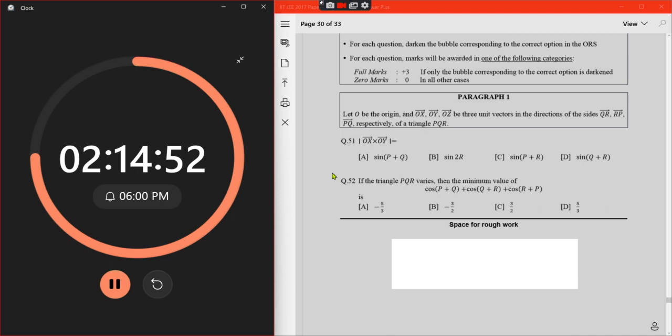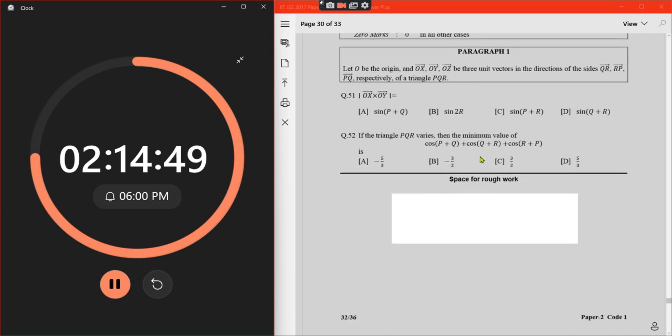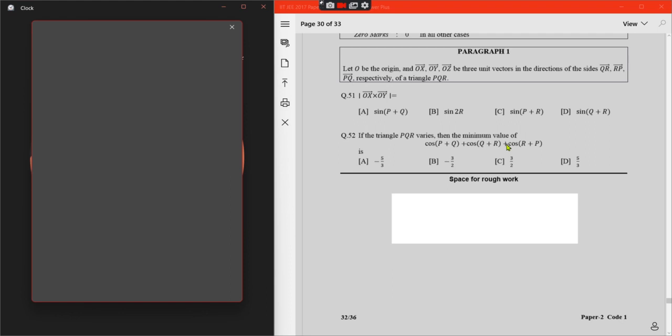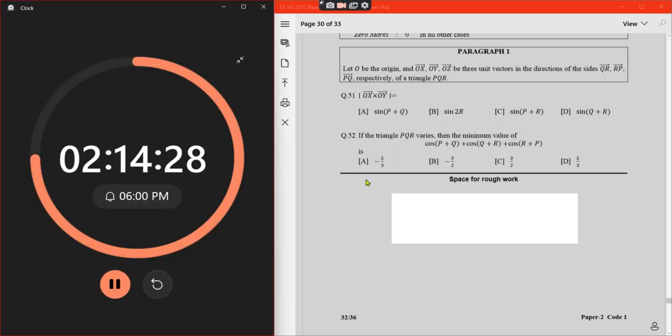Next, the triangle PQR varies, then the minimum value of this thing, cosine of P plus Q plus cosine of Q plus R plus cosine of R plus P. Okay, so it's like saying negative of cosine R theta. Minimum value happens at equilibrium, which is when you have... what did I say? Yeah, this should be like the maximum. Wait, what is happening? I don't know. Whatever. So this comes out as 60 degrees is like 1 upon 2, so 3 upon 2. Yeah, negative 3 upon 2 is not the minimum value, something else can be lower than that. So I think B is the thing. Right. Okay, cool.